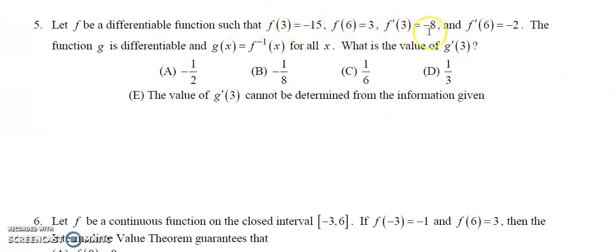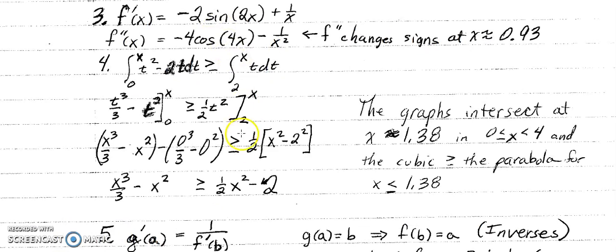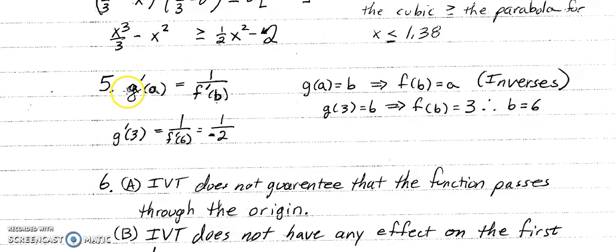Differentiable functions. So we got a whole bunch. So a couple of different things we got. So g is the inverse of f. What's g prime of 3? So the inverse of f. So the derivative of the inverse is the reciprocal of the derivative of the other function, of its original.